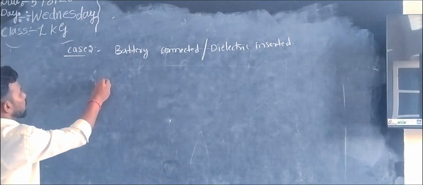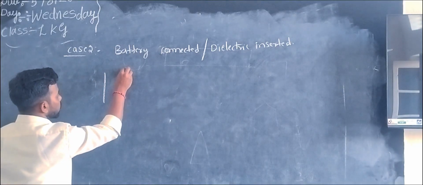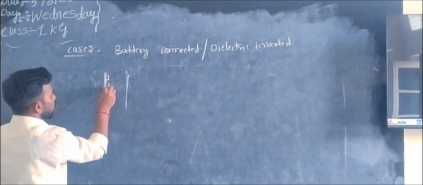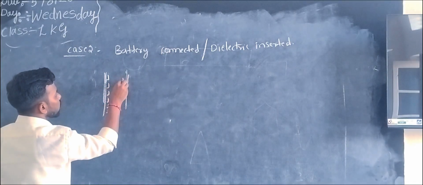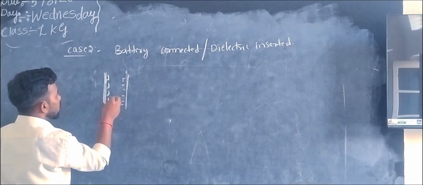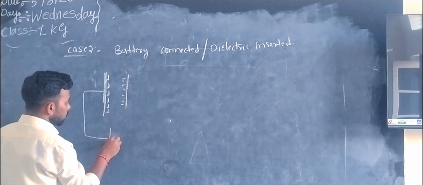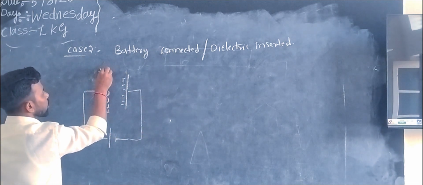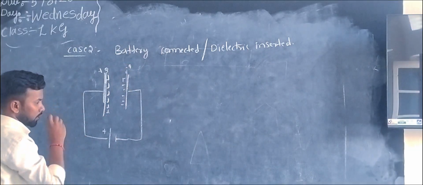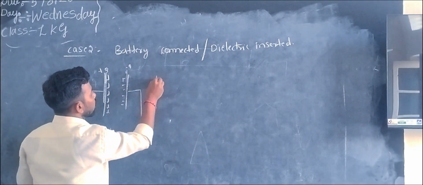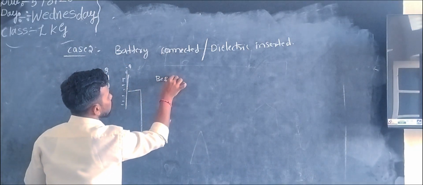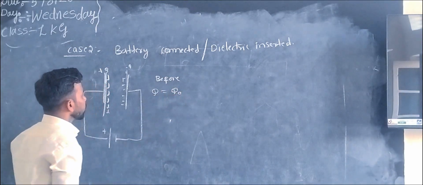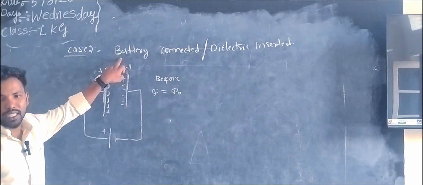Let us take a capacitor. First case, before. What is this capacitor? Plus charge, minus charge. Battery is connected. This is plus charge, this is minus charge. Before, what is happening? Charge is Q0. Here, battery connected, dielectric is inserted.